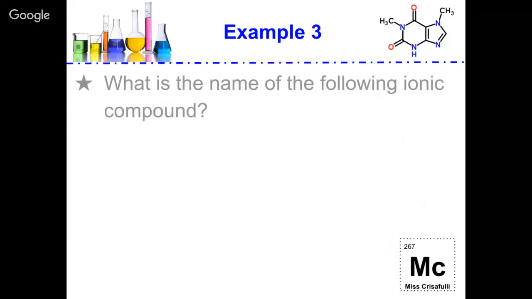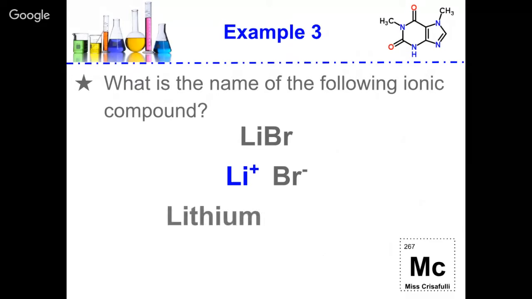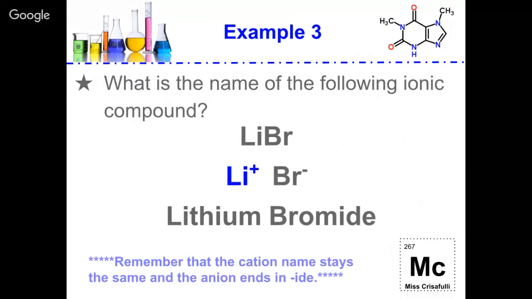So let's look at an example. What is the name of the following ionic compound? So we have LiBr. Well, Li comes from the ion Li+. Br comes from the ion Br-. The Li+ ion is called lithium, and the Br- ion is called bromide. And remember that the cation name stays the same, and the anion is going to end in -ide. Now remember, these are for binary, so a metal and a non-metal.